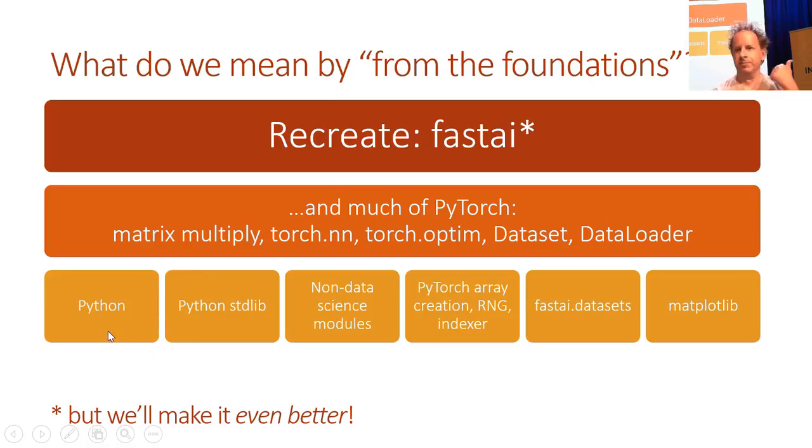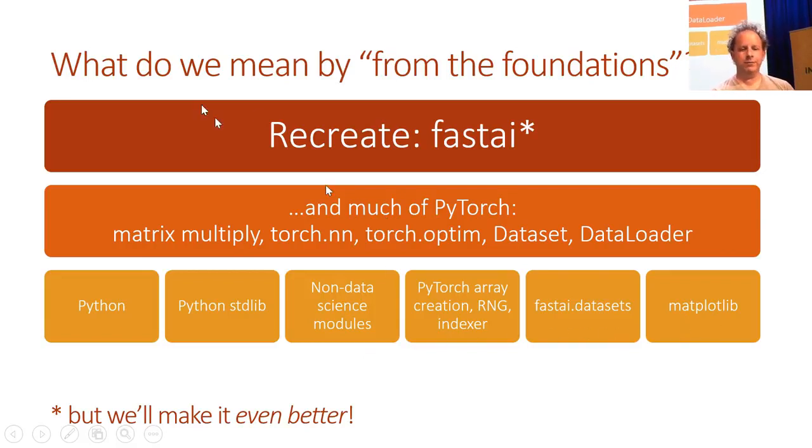We're allowed to use pure Python, anything in the Python standard library, any non-data science modules, like a requests library for HTTP or whatever. We can use PyTorch, but only for creating arrays, random number generation, and indexing into arrays. We can use the fastai.datasets library, because that's the thing that has access to MNIST and stuff, so we don't have to worry about writing our own HTTP stuff. And we can use matplotlib. We don't have to write our own plotting library. That's it. That's the game.